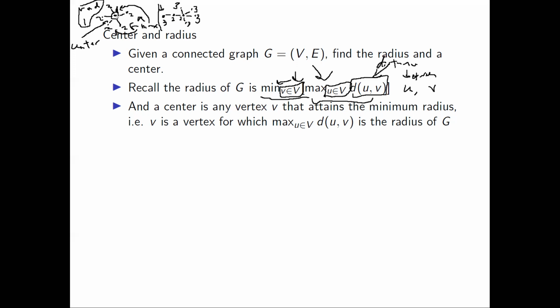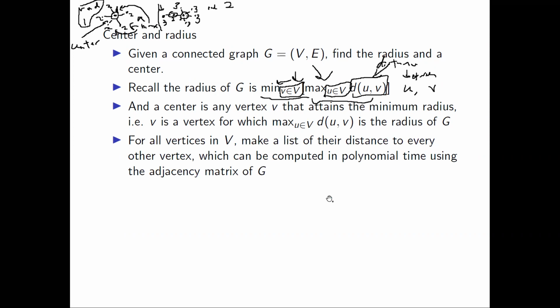So in this one, we have radius 2. And we have 2 centers here. So there's our 2 centers. So the problem here is to find the radius and find a center.